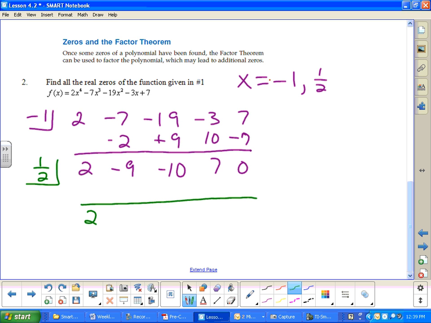Half of 2 is 1. You get -8. Half of -8, -4. You get -14, and half of that is -7, so 0.